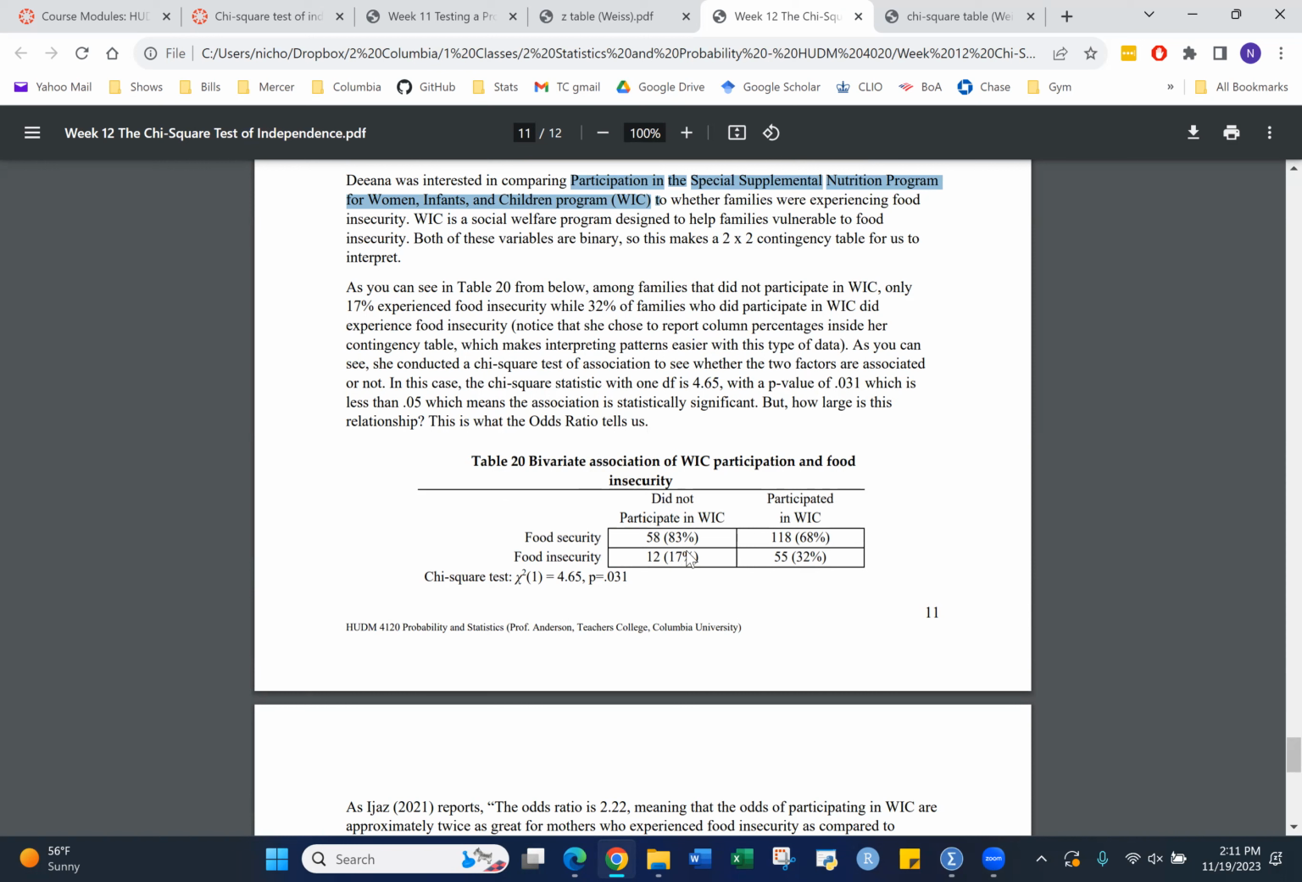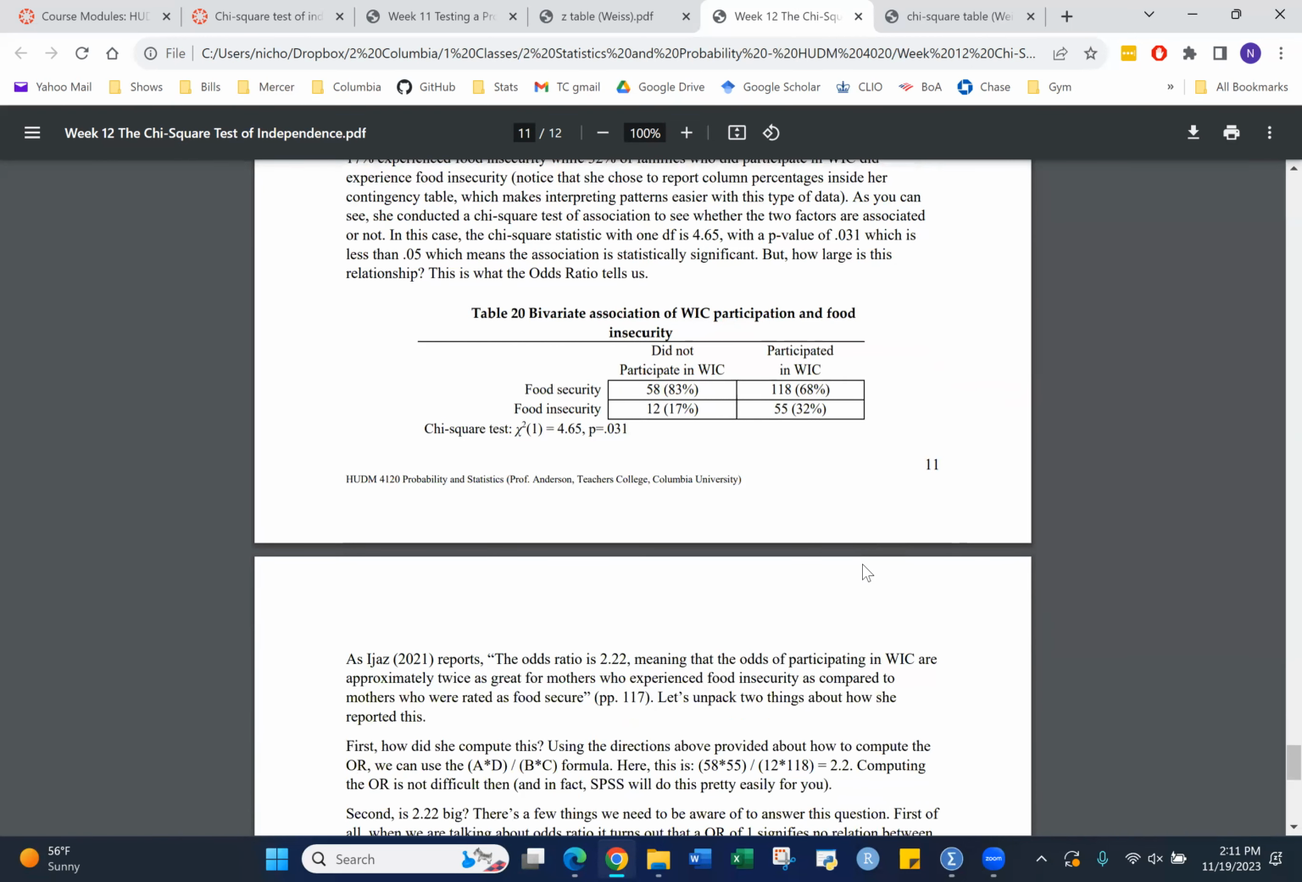This is real data, by the way. And you can see there's column percentages. So you can see that if you did not participate in WIC, you had a 17% chance of being rated food insecure. But if you participated in the social welfare program, you had a 32% chance of being food insecure. It sounds like there's a significant association there to me. So let's go conduct the chi-square test and see if it turns out that, yeah, these two factors are definitely correlated. They're related somehow.